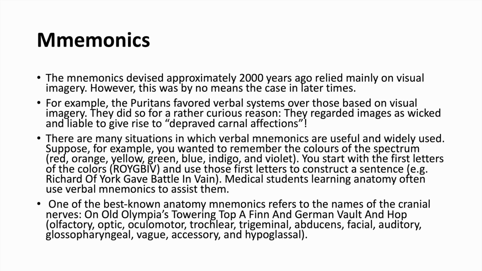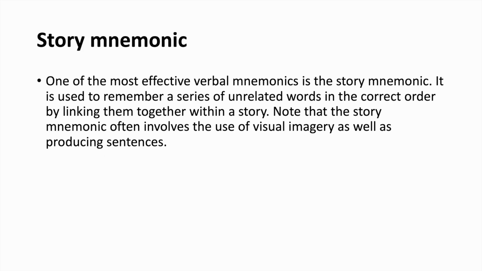One of the best known anatomy mnemonics refers to the names of the cranial nerves, and it goes: Old Olympia's towering top at a Finn and German viewed hops. Apparently that helps, which seems a bit of a complicated one, but we all know a mnemonic, and we've all probably used one in school to remember a particular thing in our GCSEs or something like that.